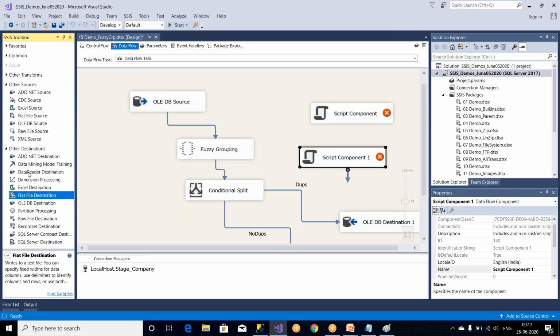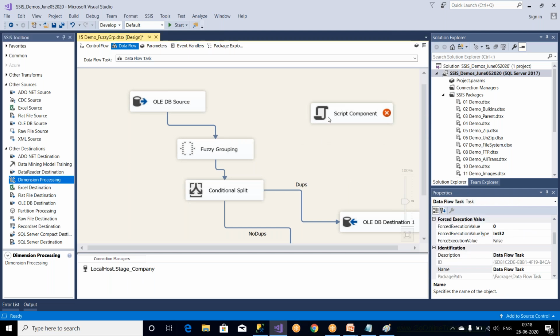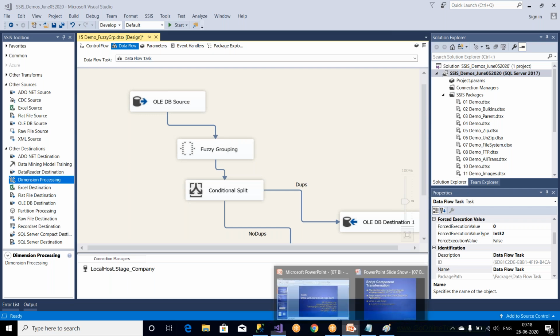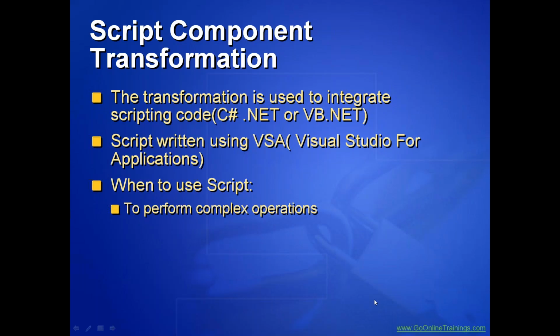Have you seen this? There is no PDF, but the client is asking me to get the data from the source, dump it into a PDF file and give the PDF file to him. I don't have a destination for PDF. So I can take a script component there. I will be able to use the data and convert it into a PDF destination. Clear? To do this kind of operation, we are going to use the script component transformation.